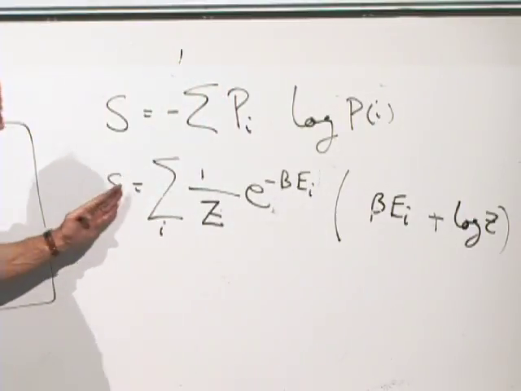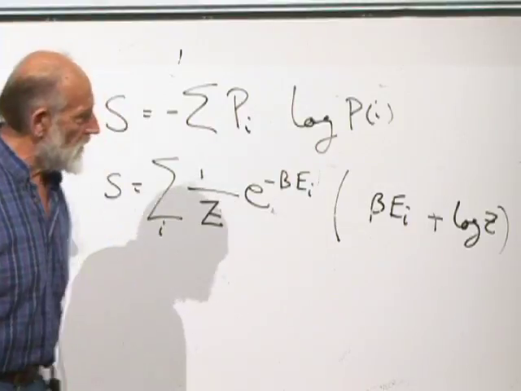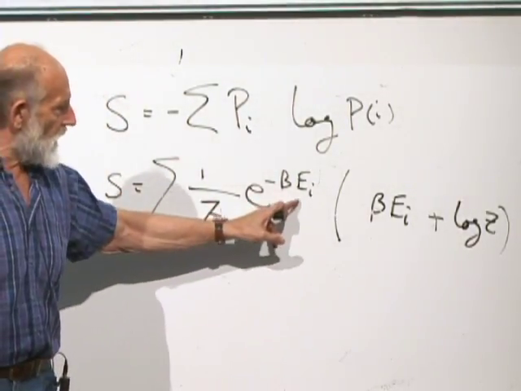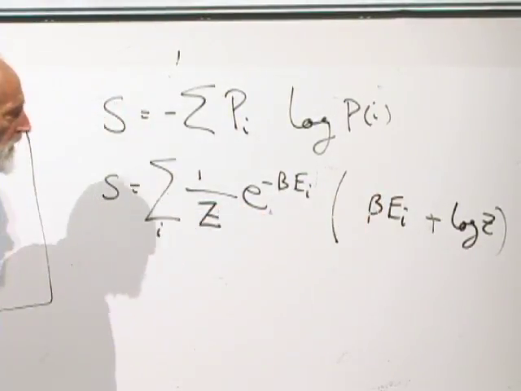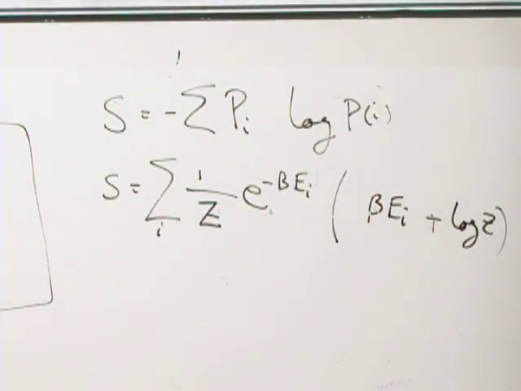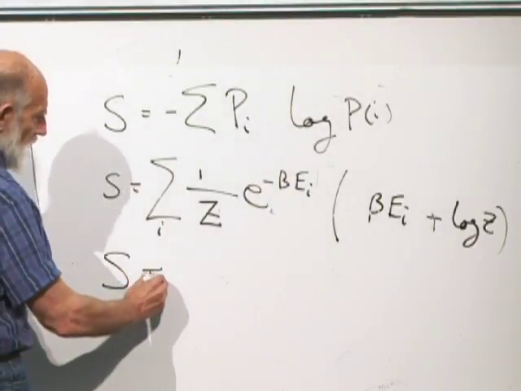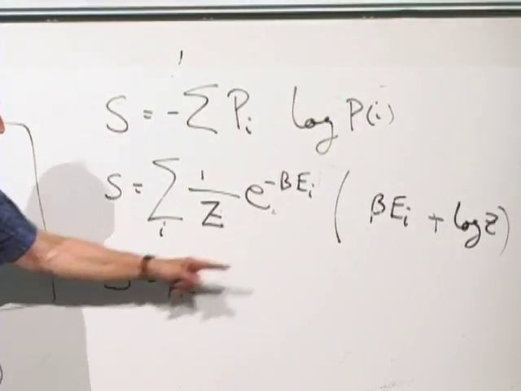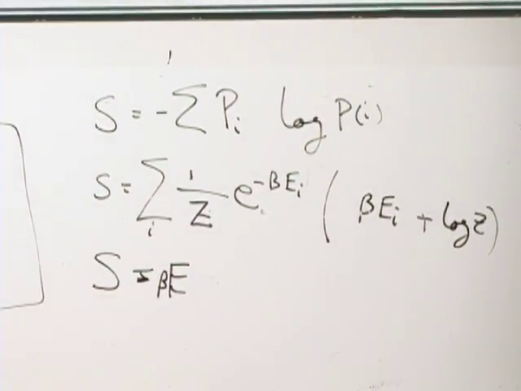I've taken the overall minus sign and the minus signs here and canceled them. Okay, what's the first term? 1 over z e to the minus beta e sub I times beta e sub I. Suppose the beta wasn't there first. That's the average energy. So we can say that S is equal, the first term is just the average energy times beta. It's this beta over here. And what about the second term?